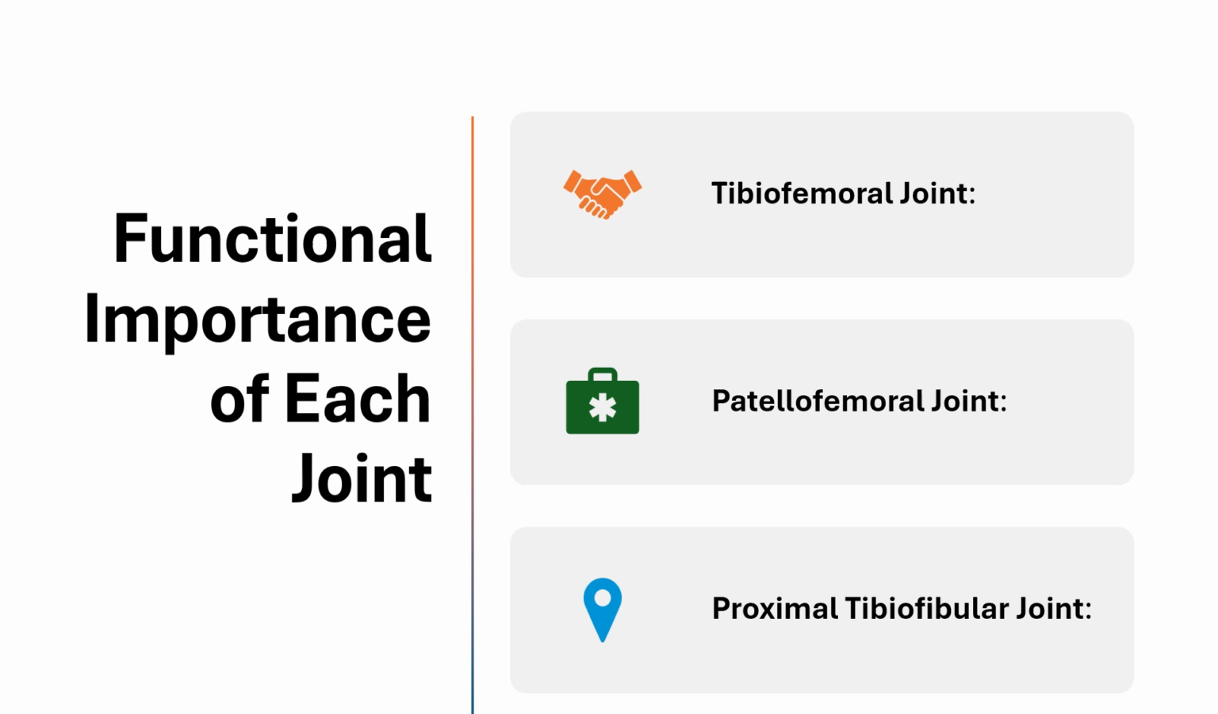The proximal tibiofibular joint contributes to the overall stability of the knee and lower leg by transmitting forces and stabilizing the lateral side of the knee. It plays an indirect role in knee function, particularly during weight-bearing activities.